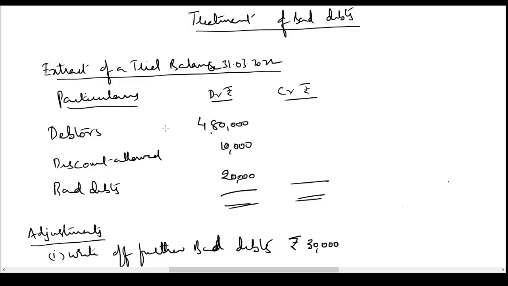Particulars: debit rupees, credit rupees. Debtors 4,80,000. Discount allowed 10,000 and bad debts 20,000. So they are given inside the trial balance to you.